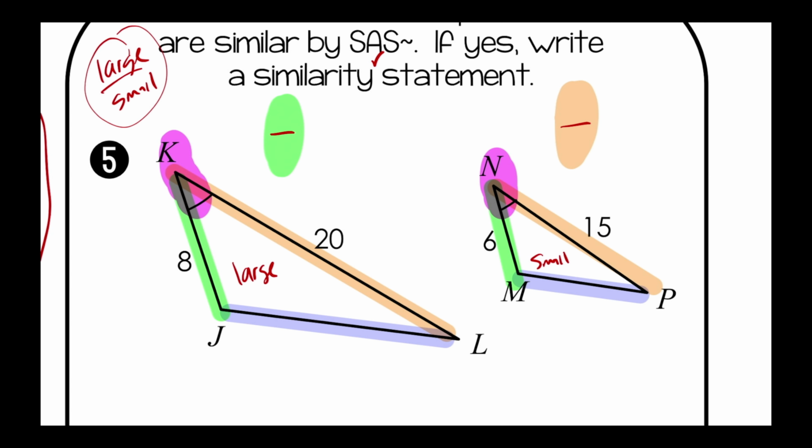So let's look at the green side. The green side, we're going to put large, which is 8, over small, which is 6. Now let's look at the orange side. We're going to put the large on top, which is 20, and the small on bottom, which is 15. And so if I simplify both, 8 over 6 becomes, if I divide by 2, 4 over 3.